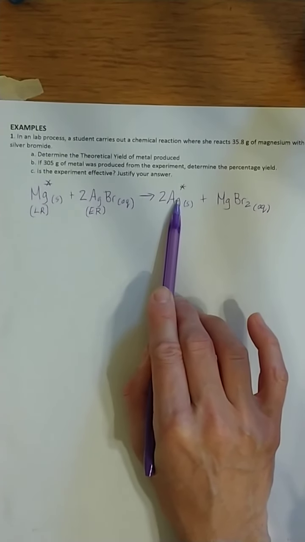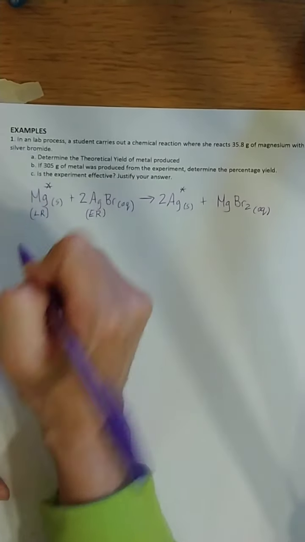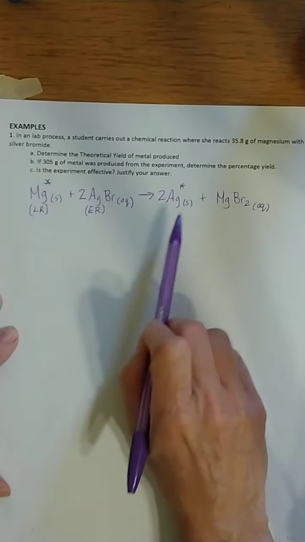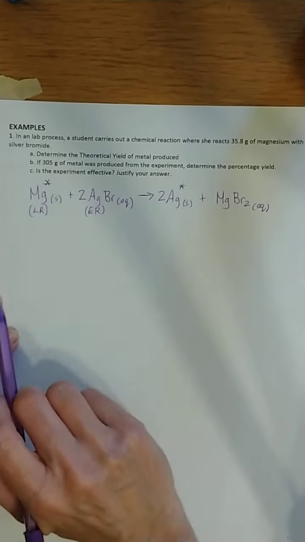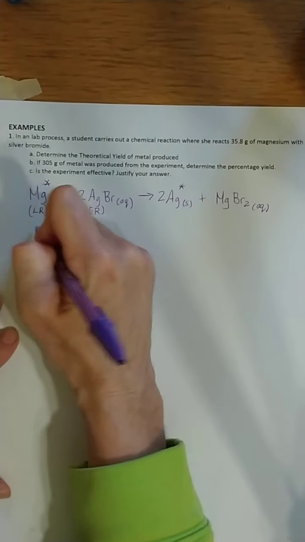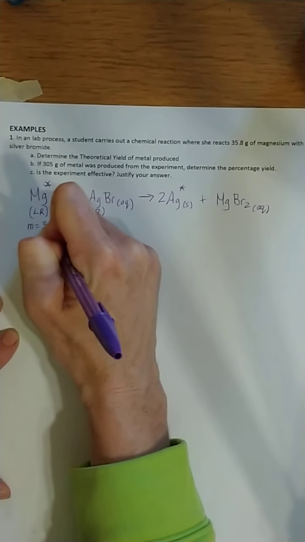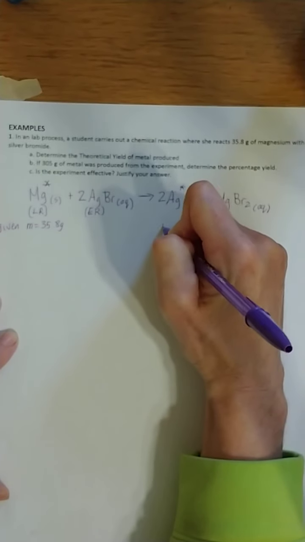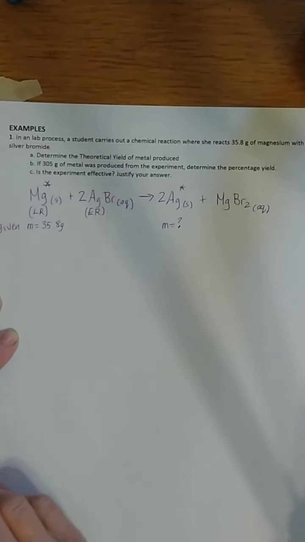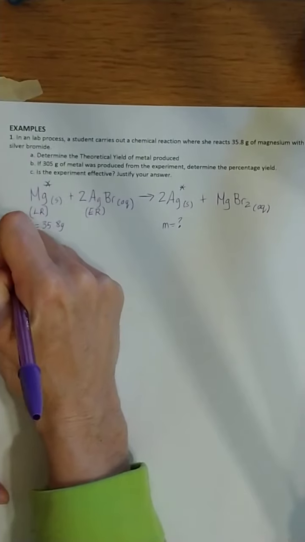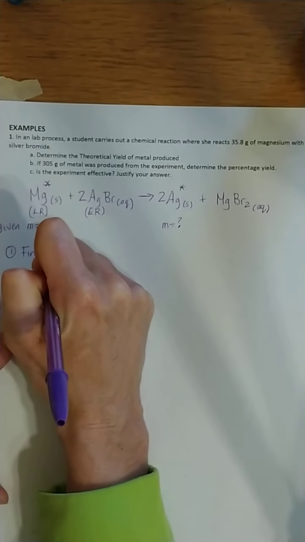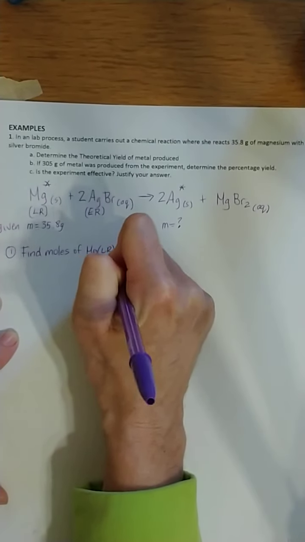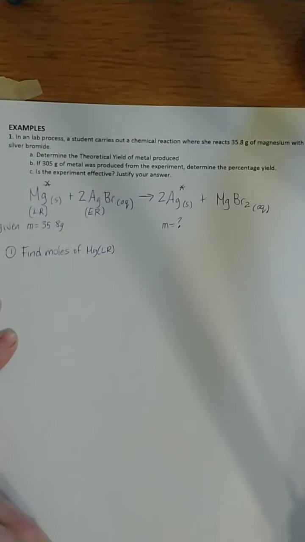So remember your steps. The first thing you're going to do is convert your mass of Mg into moles of Mg, and then go from there. So we're given this 35.8 grams. This is what we're given. And what we want to find on the other side is this. We want to go from here to here. So the first thing we're going to do is find your moles of Mg, which is your LR, because you can only use the LR to get yields of product.